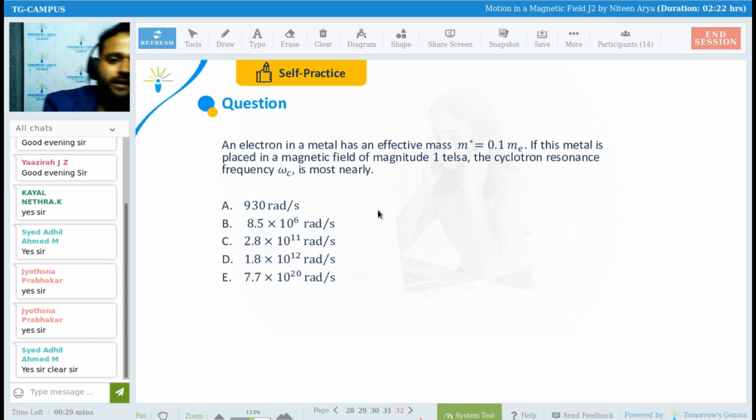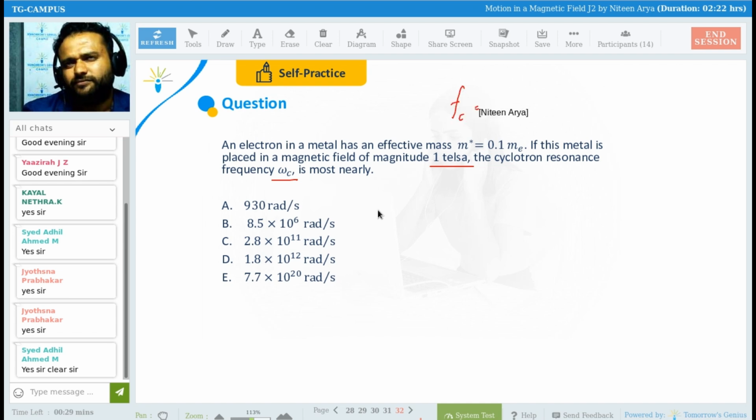Okay, find this one. An electron in a metal has an effective mass, 0.1 m naught. This is me or m naught. If this metal is placed in a magnetic field of this magnitude, the cyclotron resonance frequency omega c is mostly near. What do you need? Resonance frequency, simply frequency, that is qB by 2 pi. Everything you have, I guess, if I'm not wrong. Instead of m, you need to put 0.1 me, mass of electron. Q you have electron. B you have 1 Tesla.